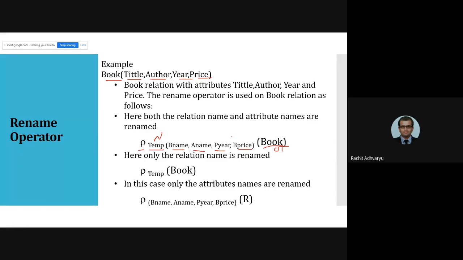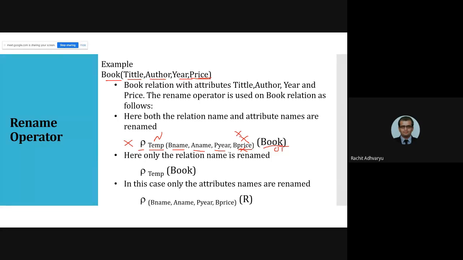If I do not write B price here, let us say as an example, what will it do? Either it will take the old name, that is price, or it will put it as empty. It depends on the compiler of your database. It is not certain what it will put at this 4th place. Either it will fetch price automatically from the old table, or it will put it as empty. It will not have any title for that particular column. So make sure if you are renaming, rename fully or not at all.